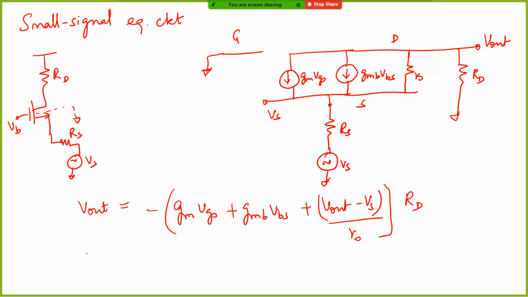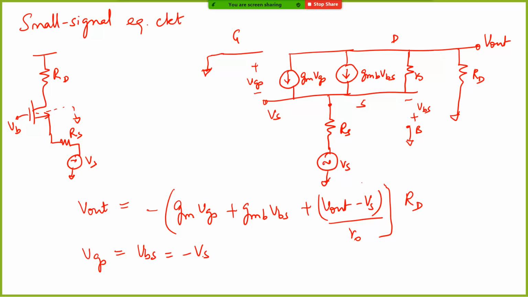Now we need to figure out what is VGS. So what is VGS? VGS is like this, and the bulk is also connected to ground. So VBS is like this, right? So this is your bulk node. So what can we say? VGS is equal to minus VS, and VBS is equal to minus of VS. Correct. So now you can substitute this, and then you can solve for this equation, right?